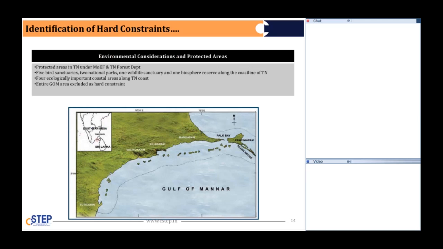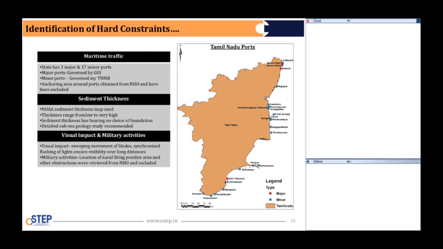Some environmental considerations too were looked at. So the Gulf of Mannar, as you can see in this map, spans right from Rameshwaram over to Tuticorin, and this is an extremely important nature reserve. It has 5 bird sanctuaries, 2 national parks, 1 wildlife sanctuary, etc. So it's an extremely important territory to preserve, and therefore the entire region was excluded as a hard constraint.